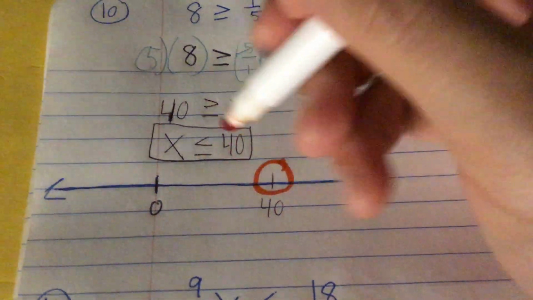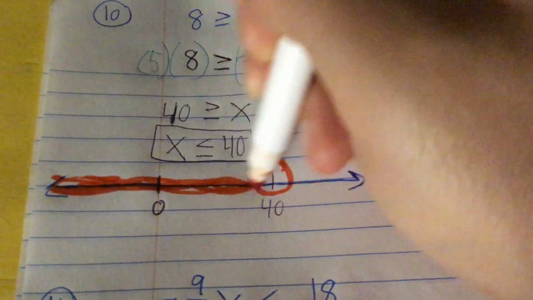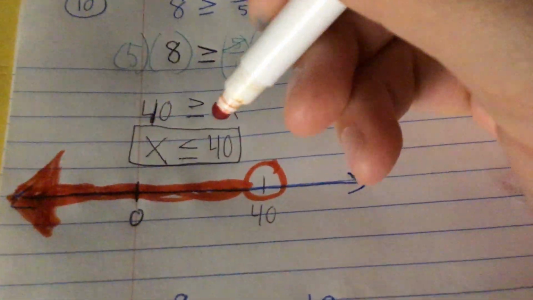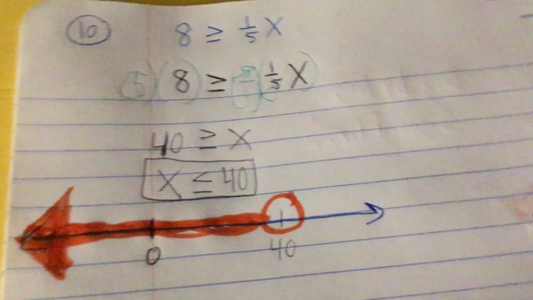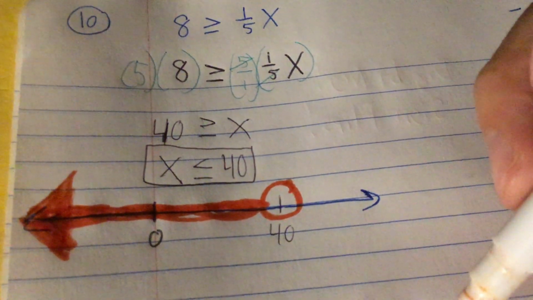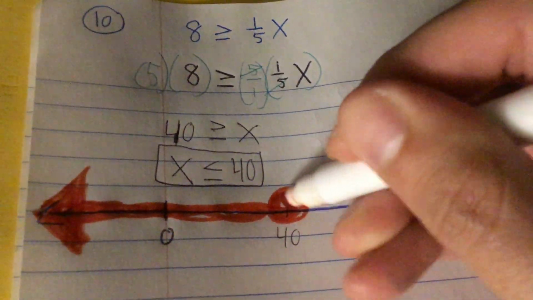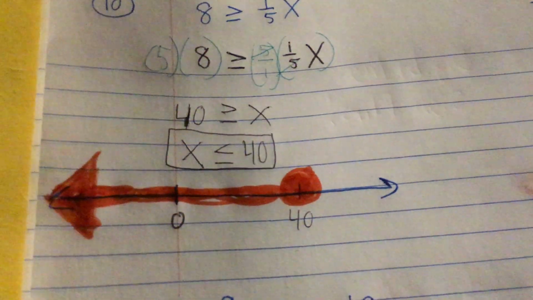And now, less than 40 means I'm going to shade to the left. And at the end of the number line, I'm going to put a big, fat arrow. Less than or equal to 40. Is 40 itself invited to the solution set birthday party? Yes. So that endpoint is included.